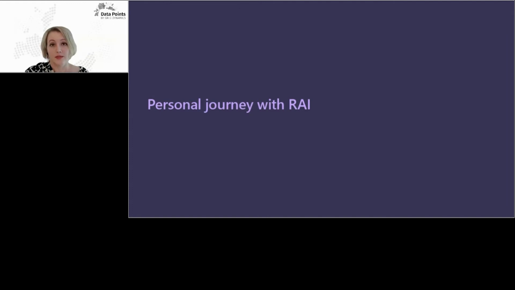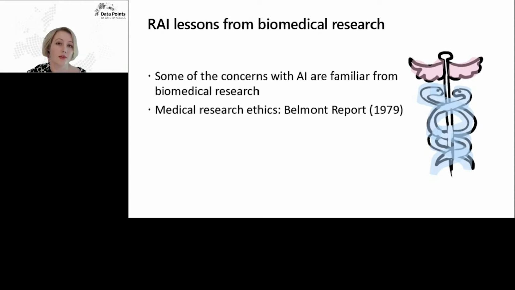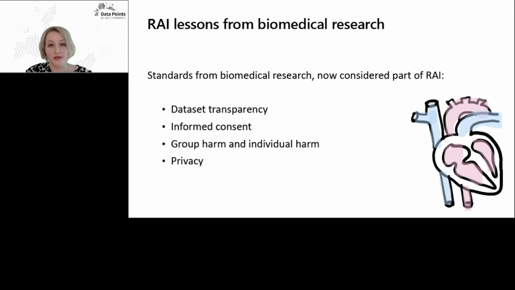So now I'll talk a little bit about my personal interest in responsible AI and my journey. It started with lessons from biomedical research. I find it interesting that some of the concerns with AI today are familiar from biomedical research. For example, one of the most important medical research ethics papers to come out was the Belmont Report in 1979. And this addressed some very, very serious ethical mistakes that had been made in biomedical research. So 1979 shows that biomedical research has quite a head start on AI, a couple of decades there, because these mistakes have been made.